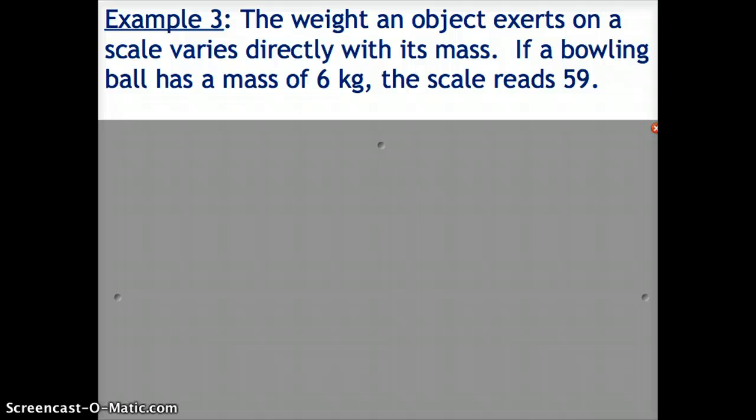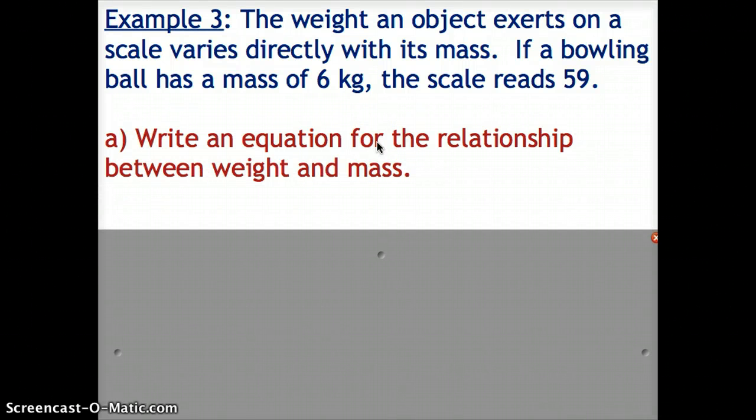Okay. All right, here's a real life situation. The weight an object exerts on a scale varies directly with its mass. If a bowling ball has a mass of 6 kilograms, the scale reads 59. Okay, interesting. What I want you to do is write an equation for the relationship between weight and mass.